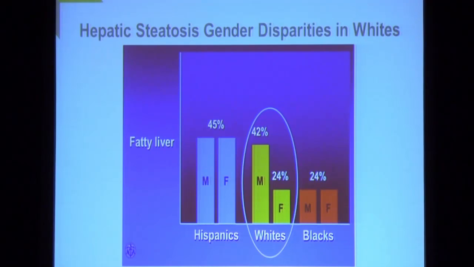There are some gender and racial disparities. We see that fatty liver is much more common in Hispanics, the same in males as in females, up to 45%. In Caucasians, it varies. Male Caucasians are going to have it more than females. And in African Americans, the ones that have the highest BMIs have the lowest prevalence of fatty liver.